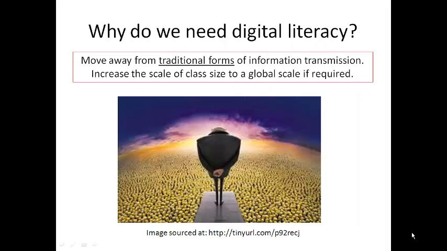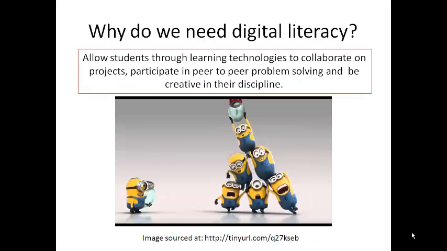Why do we need digital literacy? Well, we would hope to move away from the traditional forms of information transmission and increase the scale of class size to a global scale if required. But it's really to engage learners at a different level.